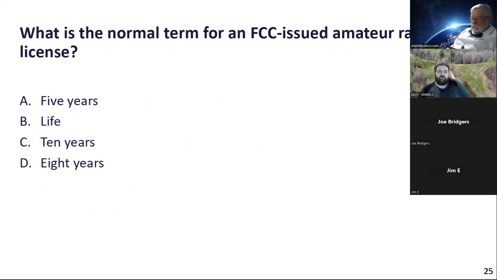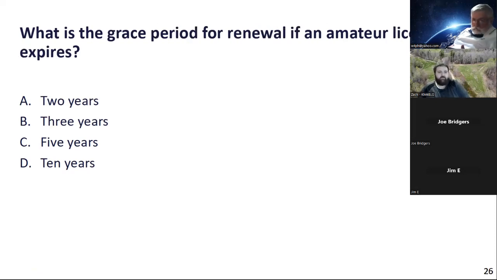What is the normal term for an FCC issued amateur radio license? C. Yep, 10 years. It's easy to remember because it's a good round number there.